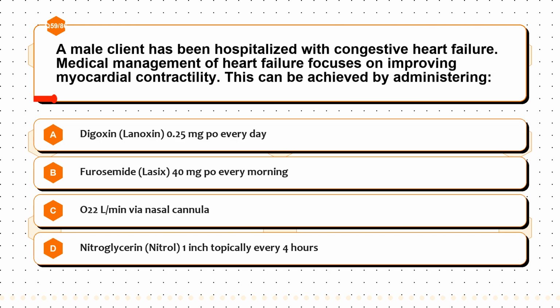Question 59. A male client has been hospitalized with congestive heart failure. Medical management of heart failure focuses on improving myocardial contractility. This can be achieved by administering. Here are the options. Option A, digoxin (Lanoxin) 0.25 mg PO every day. Option B, furosemide (Lasix) 40 mg PO every morning. Option C, O2 2 L/min via nasal cannula. Option D, nitroglycerin (Nitrol) 1 inch topically every 4 hours.